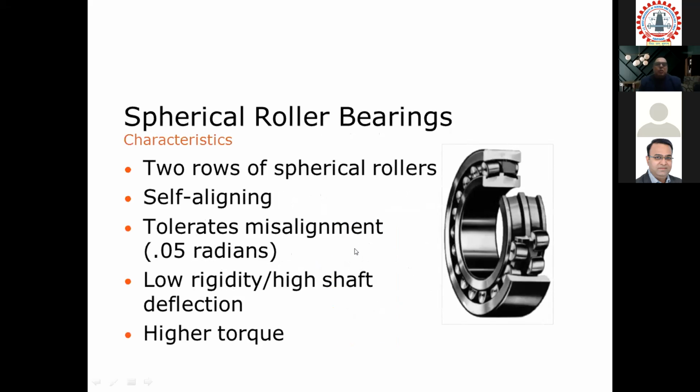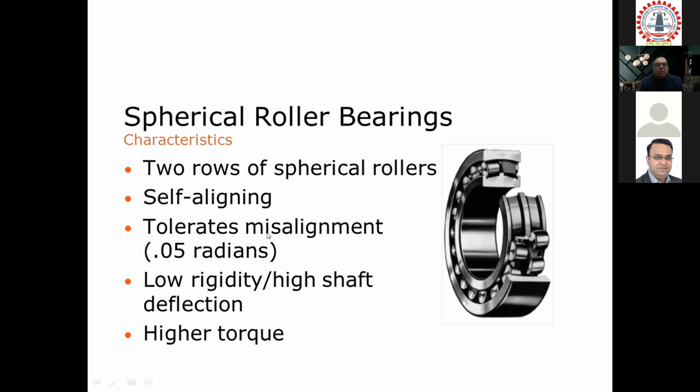The most important property I should mention here is self-aligning. In many types of manufacturing, typically if you look at castings, there are a lot of errors. You cannot make a very accurate casting, and that is why when you cast the housings, you will have some misalignment between the shaft and the housing. And spherical roller bearing can tolerate misalignment up to 0.05 radians.